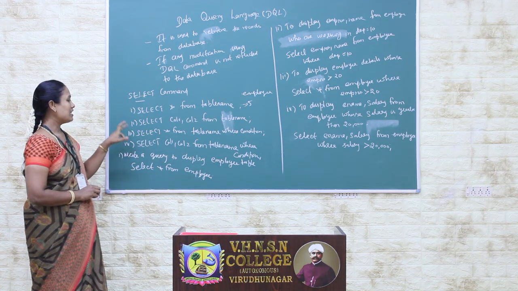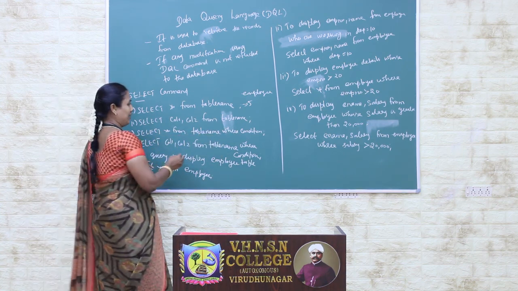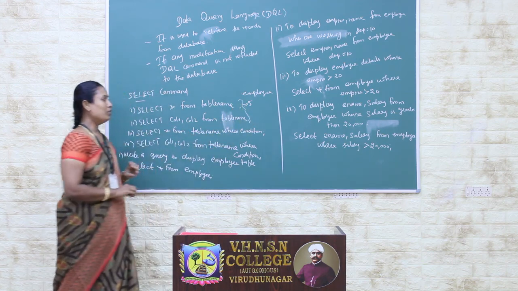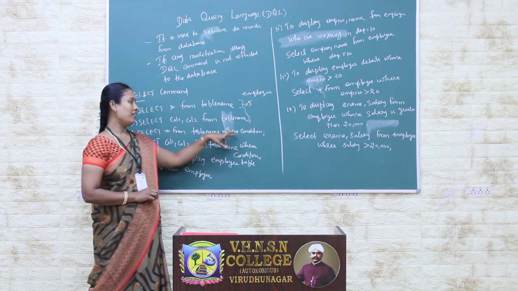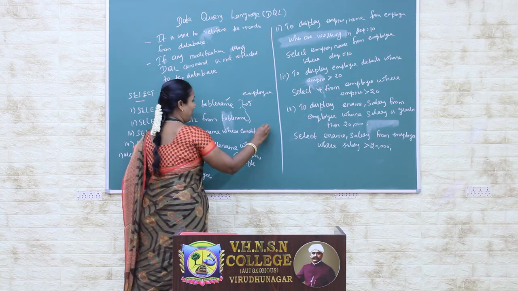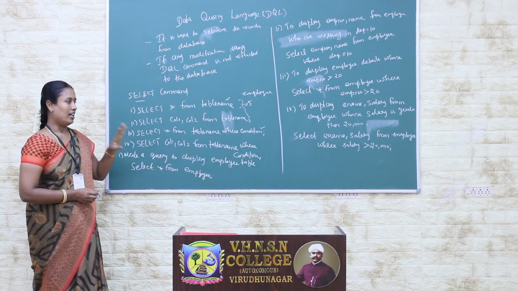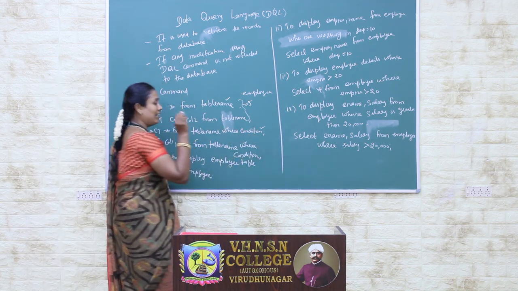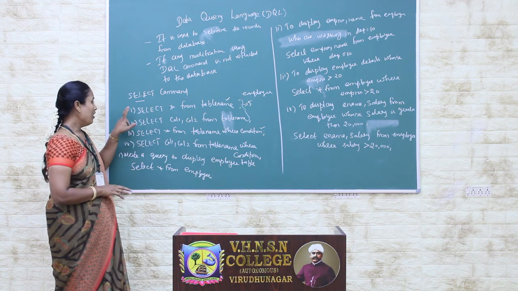Then the third method, SELECT * FROM table_name WHERE condition. We can see the difference between these commands. In the above two commands we do not use the WHERE condition. In the third command we can use the WHERE condition. So what is the main difference between commands 1 and 3? The first query does not evaluate any condition, but in the third query, only the records that satisfy the condition are retrieved as the output. That is the difference between 1 and 3.